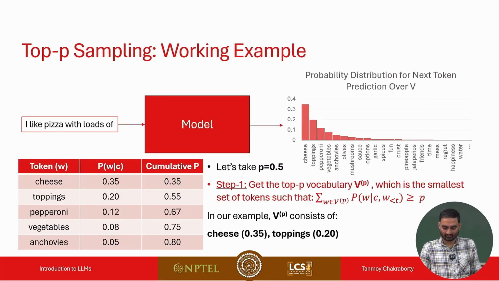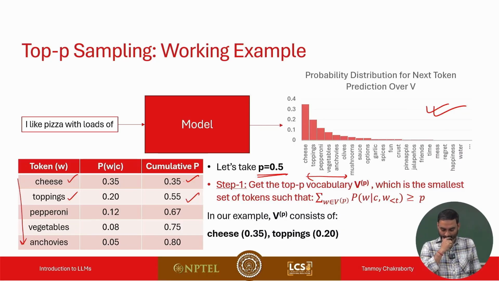Let's take an example. Let's say this is my actual distribution, and let's take some of the top probabilities. If we choose cheese, the cumulative probability would be 0.35. If you choose toppings after that, this would be 0.35 plus 0.2, 0.55, and so on and so forth. So let's say the P is 0.5.